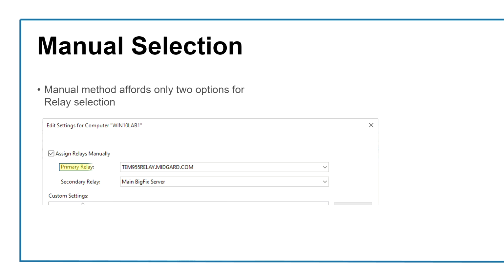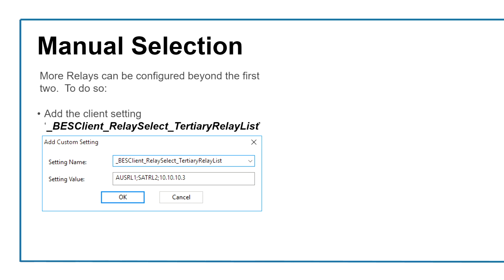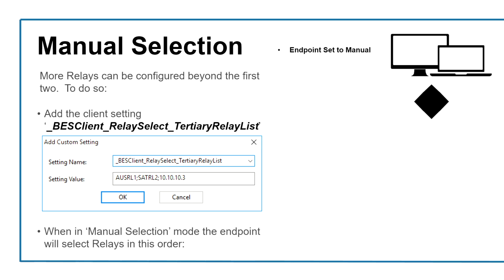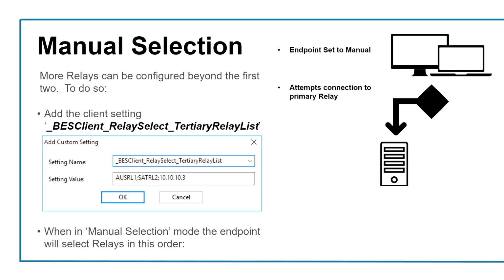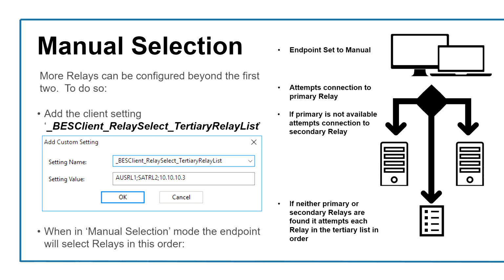Configuration of the primary and secondary relays can be accomplished from the console using the predefined relay selection slots. In the event that more relays are required for manual selection, a client setting can be configured to include a list of those additional relays. The client will attempt to connect to the primary relay. If that one is not available, it'll attempt the connection to the secondary, and if neither is available, it will iterate through the list in the order defined.